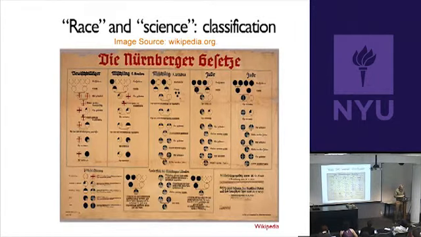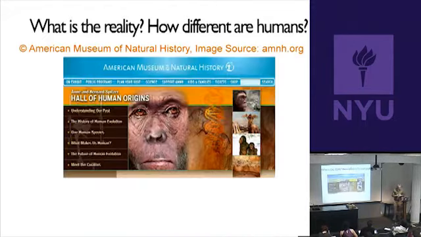So this, of course, all raises the question of what's the truth. What is the reality? How different are humans from each other? Can you draw lines around particular groups and say this is a race, they're different from each other? Can actual data be brought to bear on this question? And just to give you a sense of how the modern view of this has changed, it's clearly now seen as a scientific question.